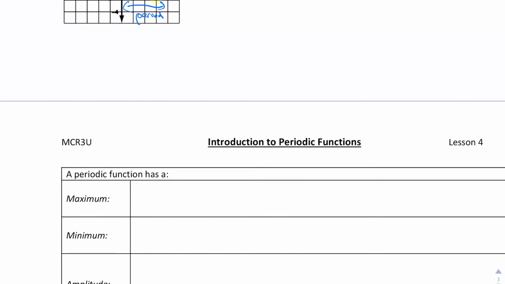A few other vocabulary terms we need to know on this, and I think this is on the same page for you. One is the max, and that's pretty self-explanatory. It's the largest y value that the function reaches.